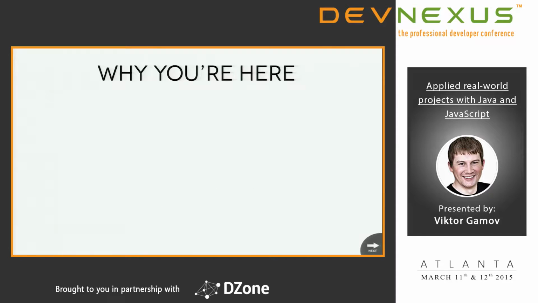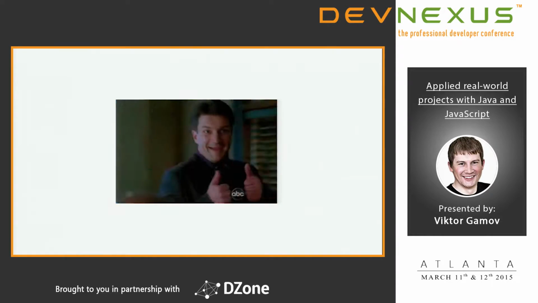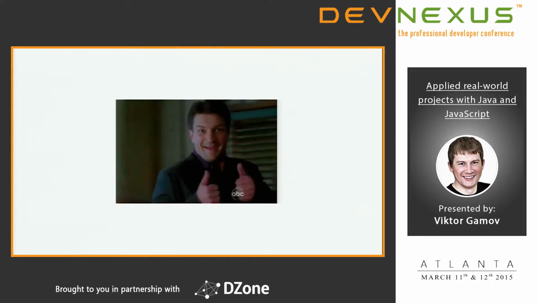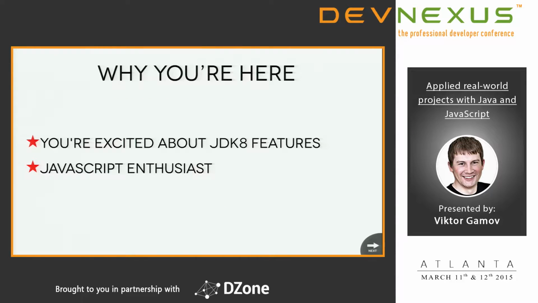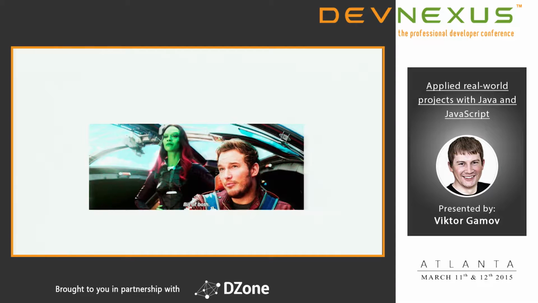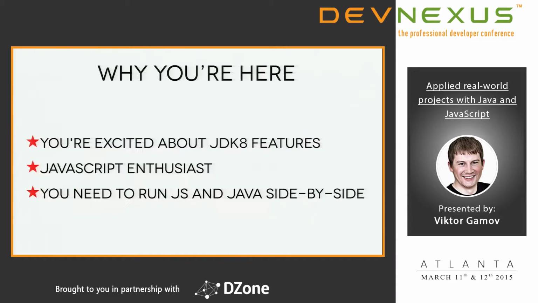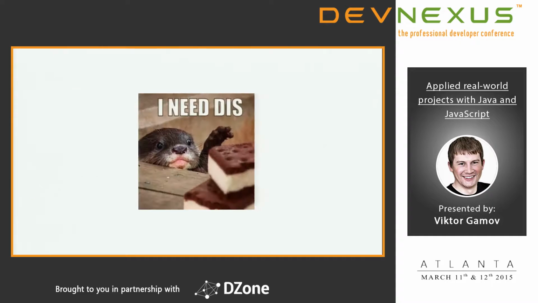I'm always trying to figure out why people bother to visit my topics, and here are a couple of points on why I think people will come here. First of all, you're excited about JDK 8 and the new features it brought. Also, if you're here on the topic of Java, you're probably also a JavaScript enthusiast. You like JavaScript, Java, and all this stuff, and you really need to run it in your application. So I think this is why you're here today.